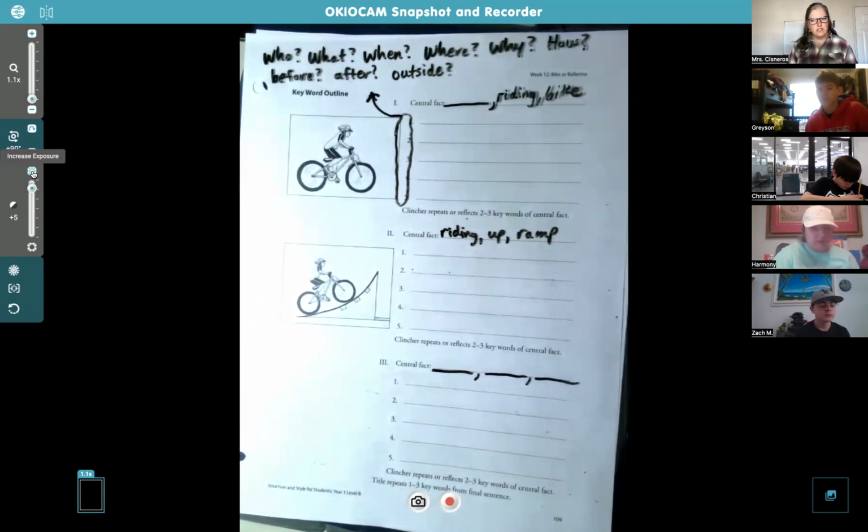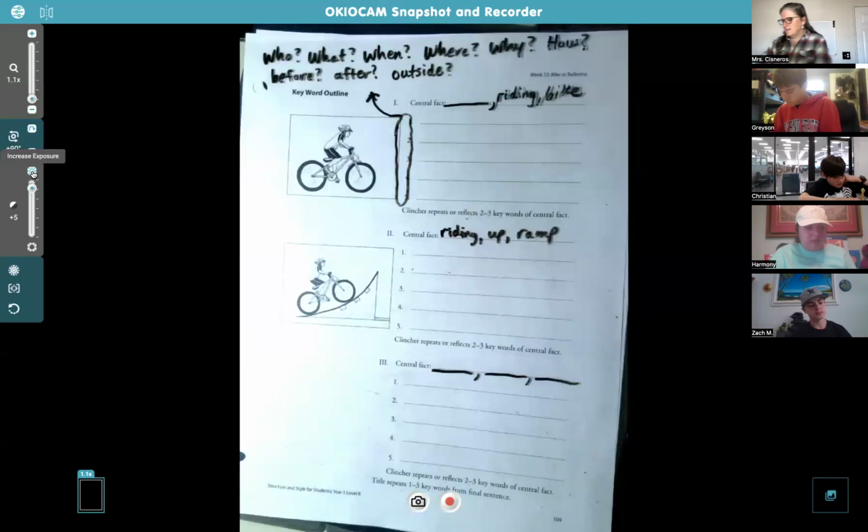So you can imagine a picture and put the central fact words there. You can actually draw a picture if you like to draw and you want to add your third picture there, you can. He's all crashed and the wheels are off his bike. I don't know. Hopefully it doesn't have too tragic of an ending, but you can decide.